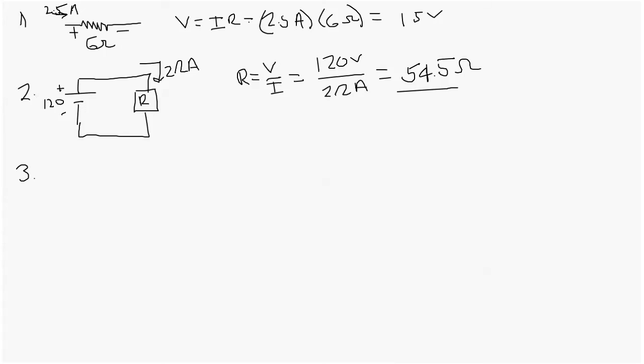Number 3, at starting, what is the current drain on a 12-volt car battery? So I've got a 12-volt car battery here, and I'm going through the starter of my car. And it's telling me that the starting motor has a resistance of 0.056 ohms.